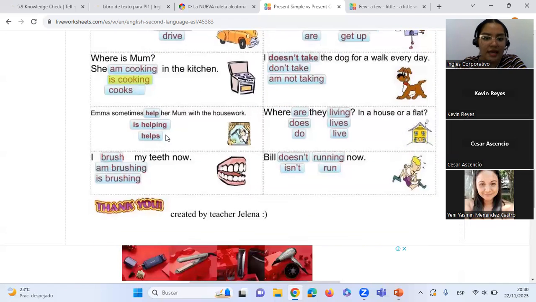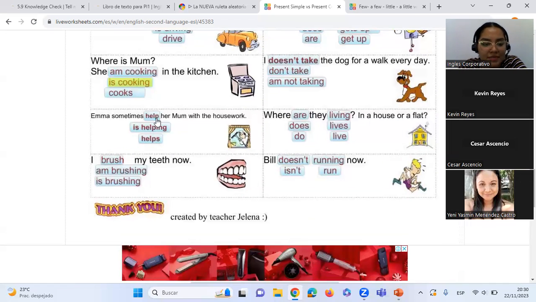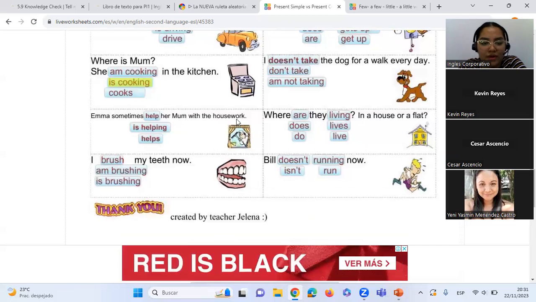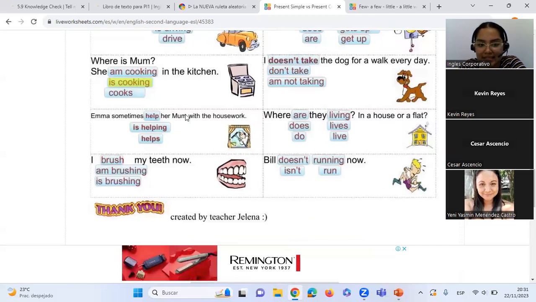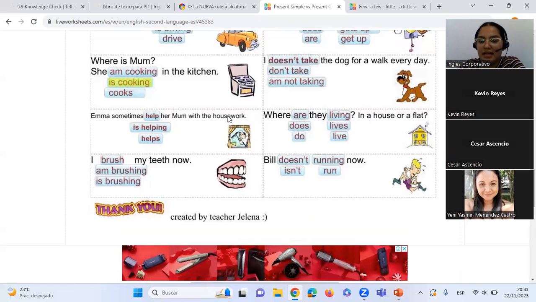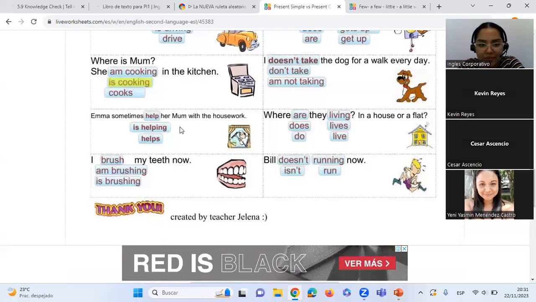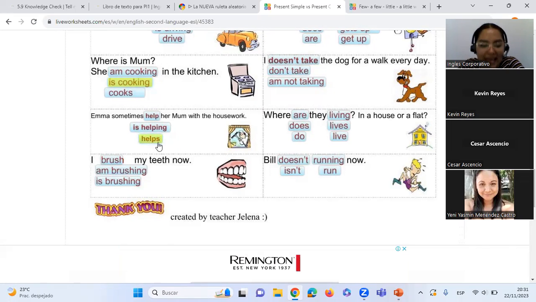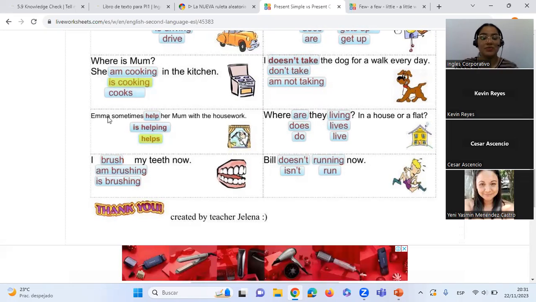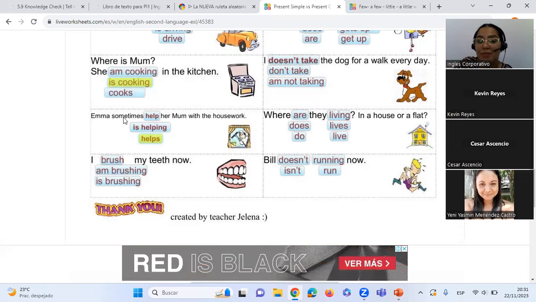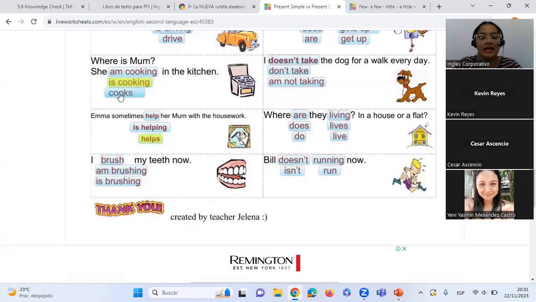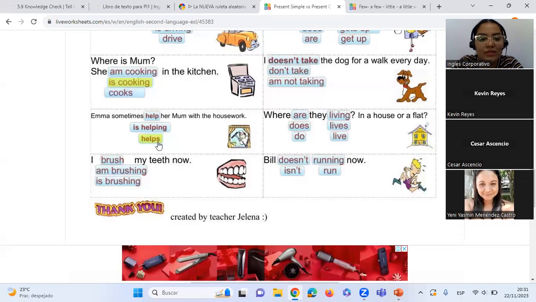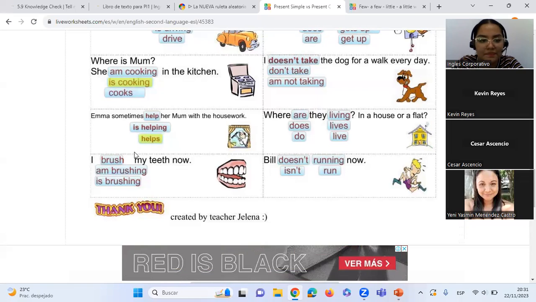All right. Then we have Emma sometimes help her mom with her housework. Emma a veces ayuda a su madre en las cosas o las tareas del hogar. Helps. That's right. Helps. In this case, helps because we have simple present. Tenemos aquí el sometimes. Nos está diciendo que es un hábito. Y para la tercera persona utilizamos the S, helps.